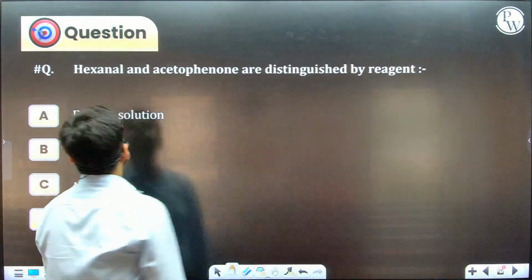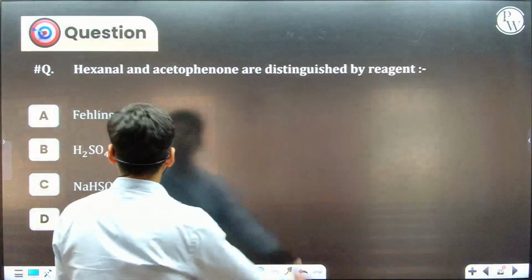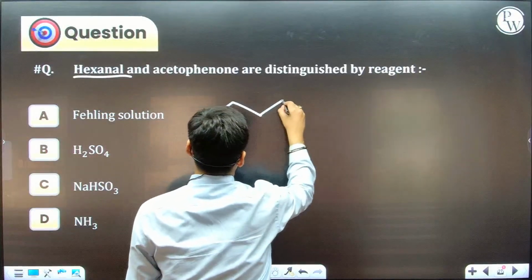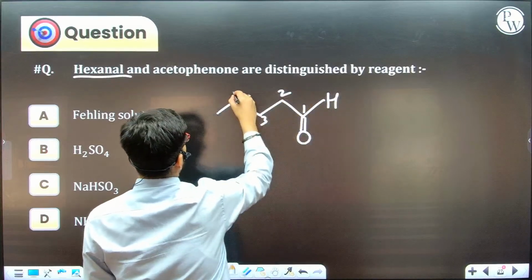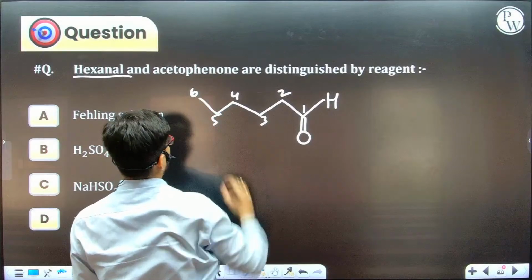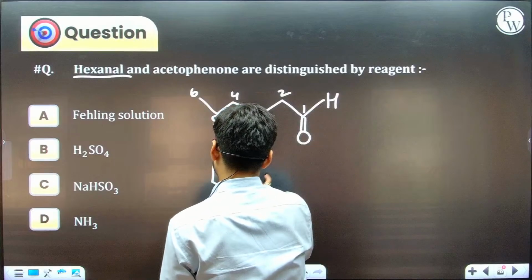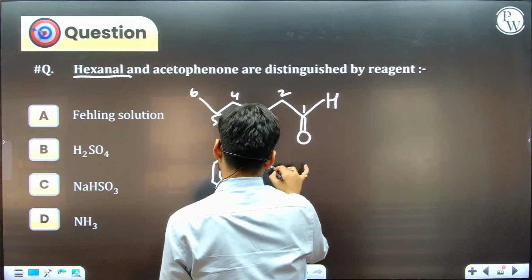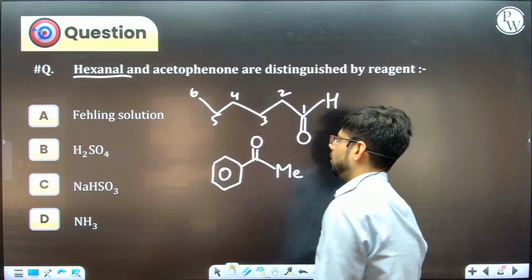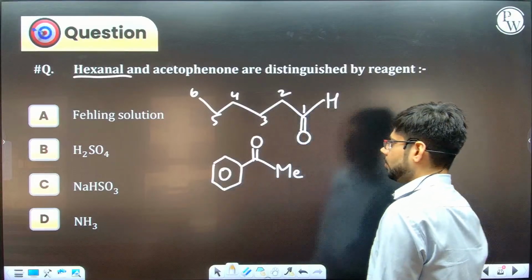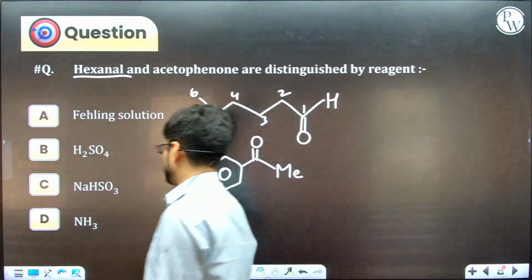Next question. Hexanal and acetophenone are distinguished by which reagent? What is hexanal? This is hexanal. This is called hexanal. And acetophenone is this. This is called acetophenone. Okay. They are distinguished by which reagent?